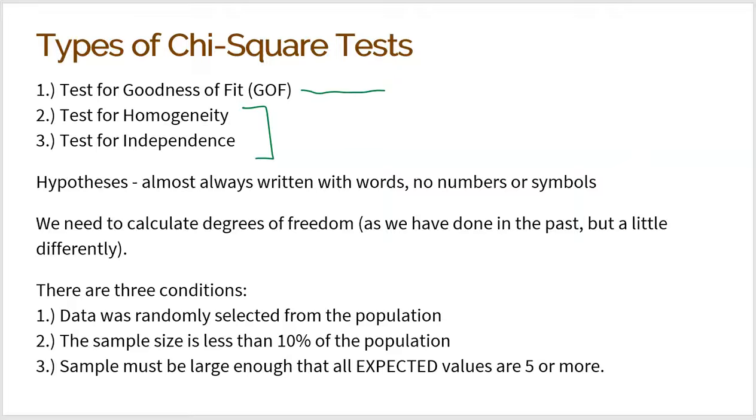So, of course, there are going to be hypotheses, and the good news here is hypotheses are written in words. There's no numbers, no symbols for the hypotheses. We are going to have to calculate degrees of freedom here as well. A little bit different, but again, I'll explain it all in the upcoming videos. And, of course, there is going to be the step of checking our conditions. We have to, of course, make sure that the data was randomly selected to avoid bias. We still have to make sure that our samples are independent of each other. So we have to make sure that the sample size is under 10% of the population.